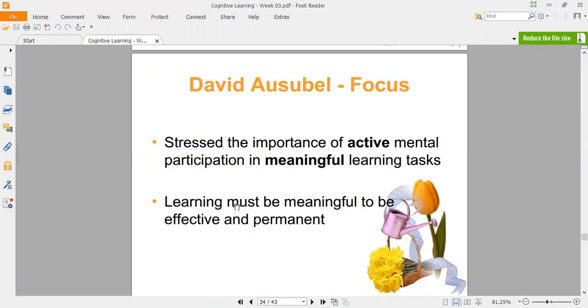Sometimes when you meet friends from school time, at the start you don't have anything to talk about, but once you mention the classroom, your memories come pouring in. Why? Because everything is there in long-term memory, but you need cues, keys to open those doors. That is why we say learning must be meaningful to be effective and permanent.